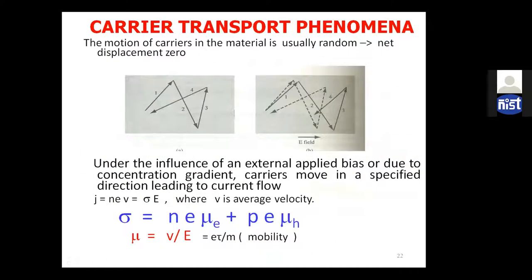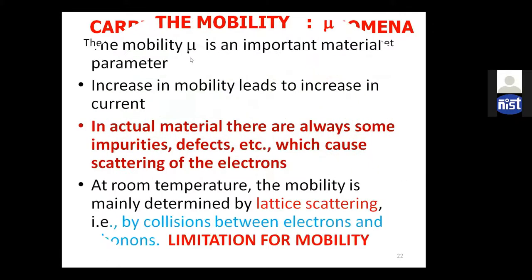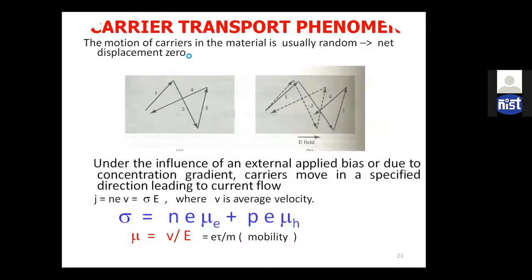So for the carrier transport phenomena, as you know, if you take a crystal, inside the crystal there are 10 to the power 18 electrons per cubic centimeter, that is cm cube. Now this motion of carriers in the material is usually random. As it is usually random, the net displacement is zero.